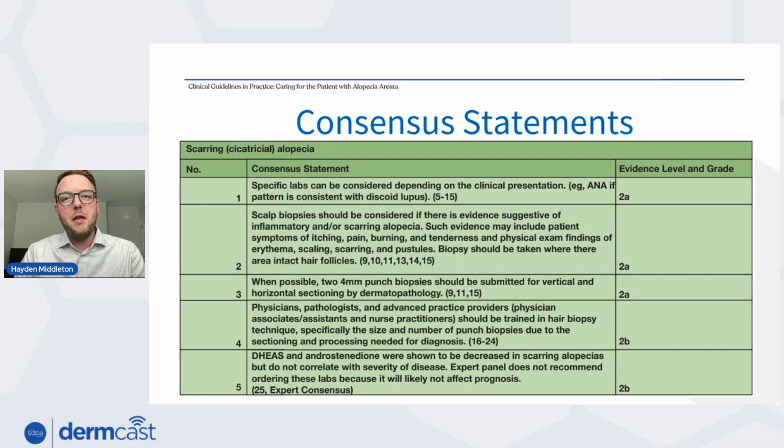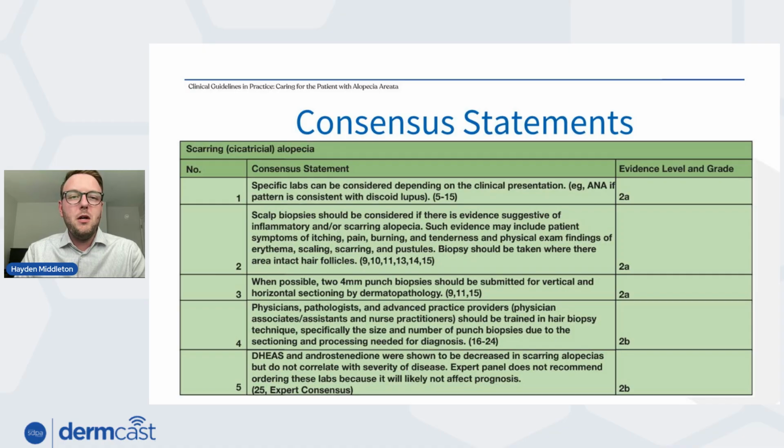and I certainly don't have to go through all of these, but the one thing I do want to point out, because I think it is important, is if we're seeing a scarring hair loss and we're not sure that it's alopecia areata, it's very important to do scalp biopsies. While this wasn't a serological workup, we as a research committee did feel it was really important to highlight this. And we specifically recommend 4 millimeter punch biopsies that should be submitted for vertical and horizontal processing by a dermatopathologist.